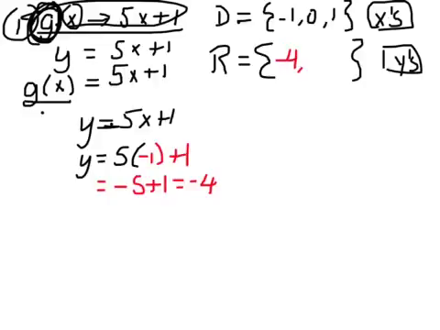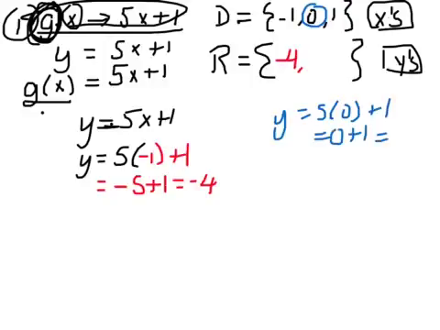The next one that they want us to plug in is x is 0. So y equal 5 times 0 plus 1. Well, 5 times 0 is 0, plus 1 is 1. So when I plug in x is equal to 0, I get a y of 1. I could write it as a point. They're just having us write it as a list. This point over here would have been x is negative 1, y is negative 4, because when I plugged in negative 1, I got negative 4 out.